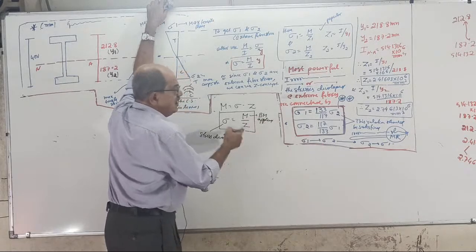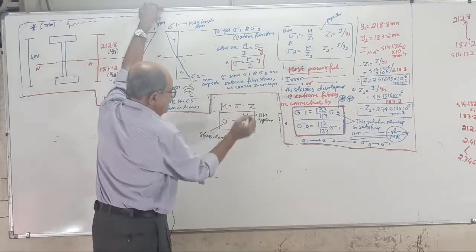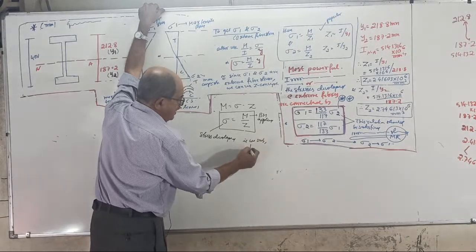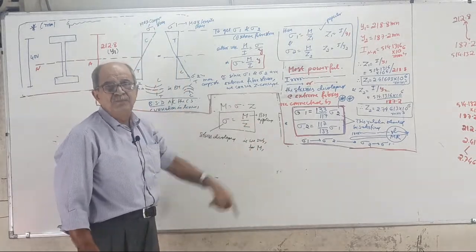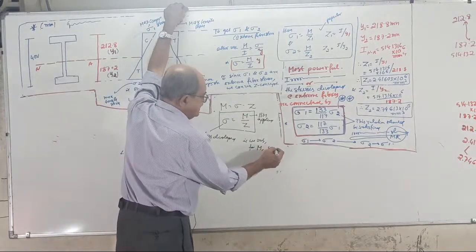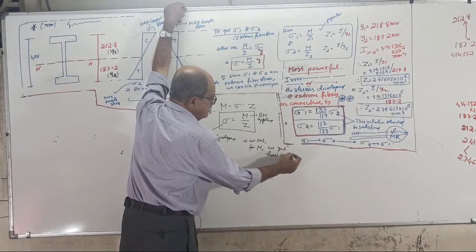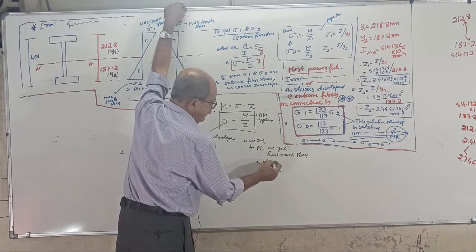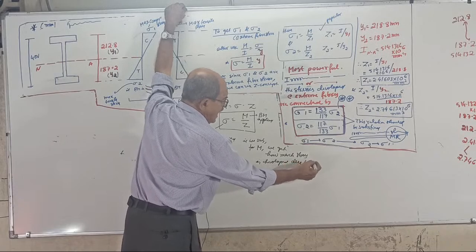Z is the cross-sectional property. Here, if we substitute for M, some bending moment, we get how much stress is developed. Stress is developed for that BM, or due to that BM.